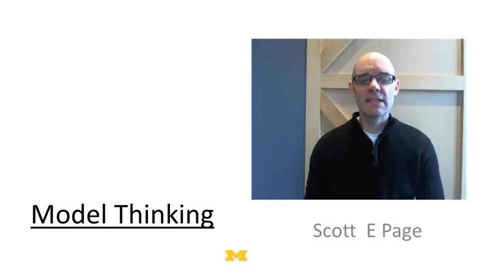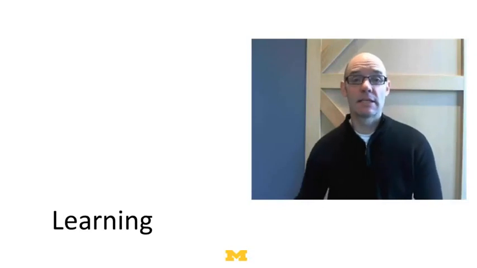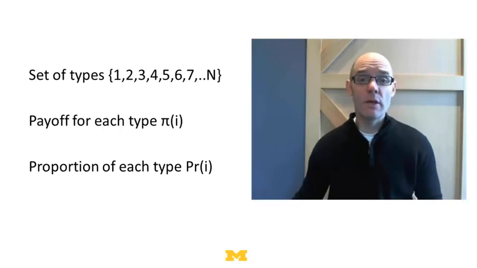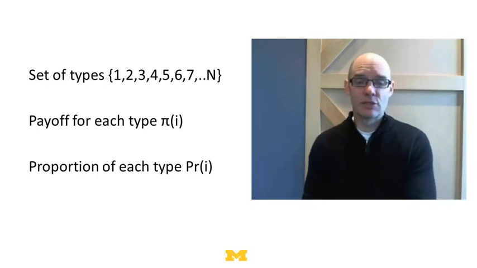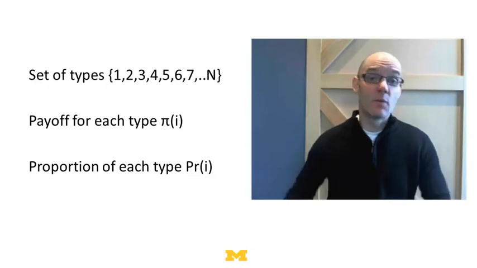Hi. In this lecture, we're going to talk about replicator dynamics. And what we want to do is talk about it in the context of learning. The idea, again, is pretty straightforward. What we imagine is there's some set of types out there. These types are actions or strategies, and each type has a payoff associated with it. That's how well that type is doing.